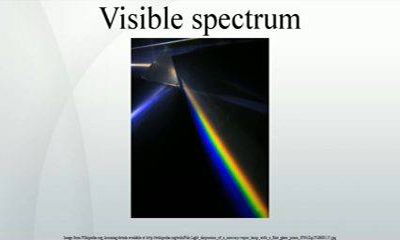Electromagnetic radiation in this range of wavelengths is called visible light or simply light. A typical human eye will respond to wavelengths from about 390 to 700 nanometers. In terms of frequency, this corresponds to a band in the vicinity of 430 to 790 THz.